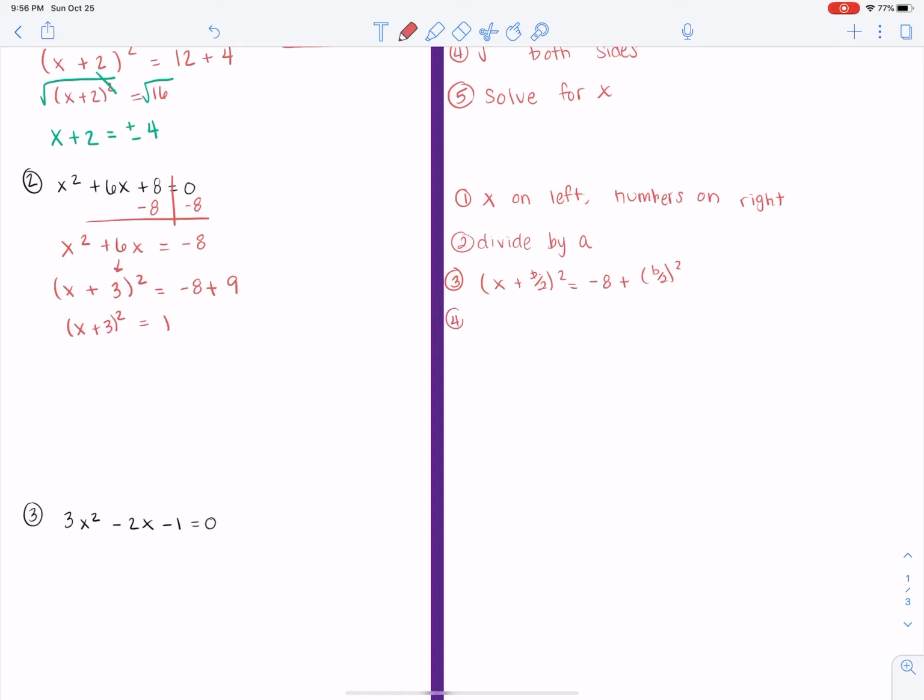Step 4, square root both sides. So the square root of x plus 3 squared cancels the squared and leaves you x plus 3. The square root of 1 is a positive and a negative 1. So I'm going to get two answers. My first answer is when x plus 3 equals 1. My second answer is when x plus 3 equals negative 1. All right, so now we minus 3. Oh, so step 5, solve.